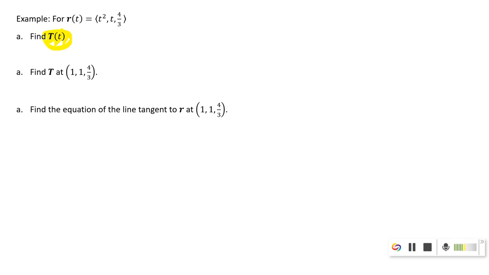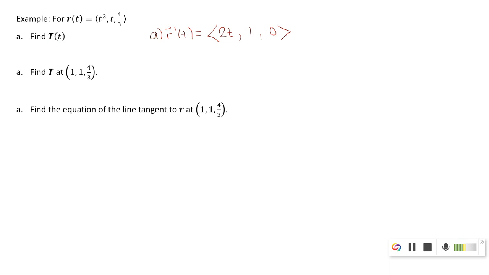So let's just focus on part A first. Or I guess the first of my part A's first. To find my unit tangent vector, I'm going to find the derivative. I'm going to find r prime. So I take the derivative of my component functions. That gives me 2t, 1, 0.